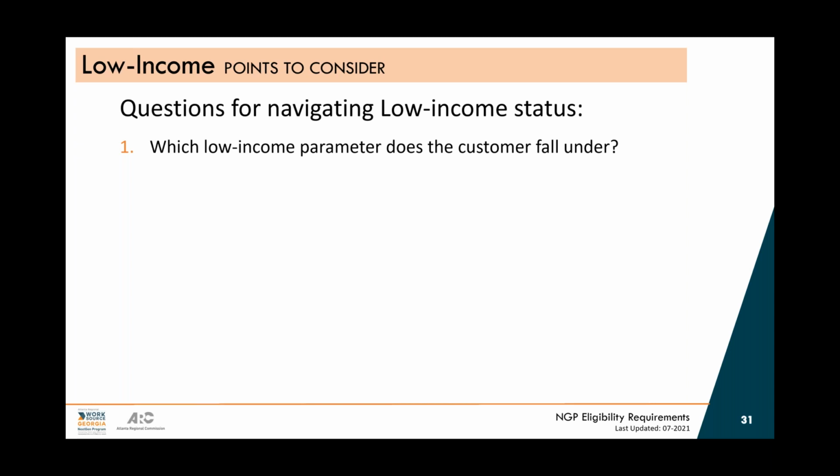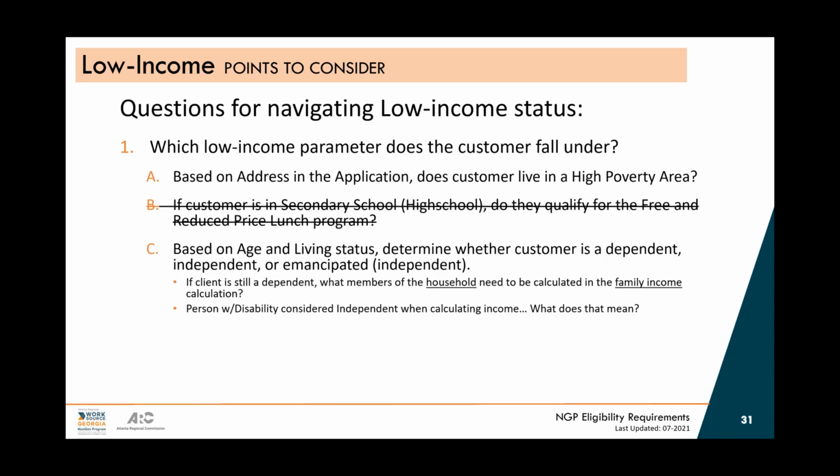So the first question is, which low income parameter does the customer fall under? There are some parameters that they could fall under. They could be in a high poverty area, which is based on the census tract. The state decides what these high poverty areas are based on the 30% low income status or something like that they use. We have a map that will help you figure that out. I'll show you that in another slide.